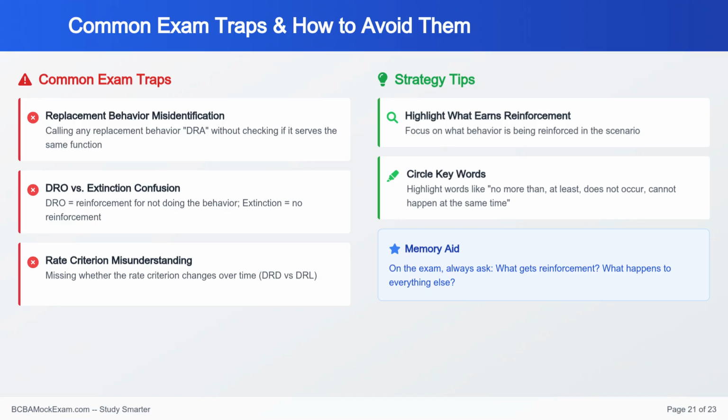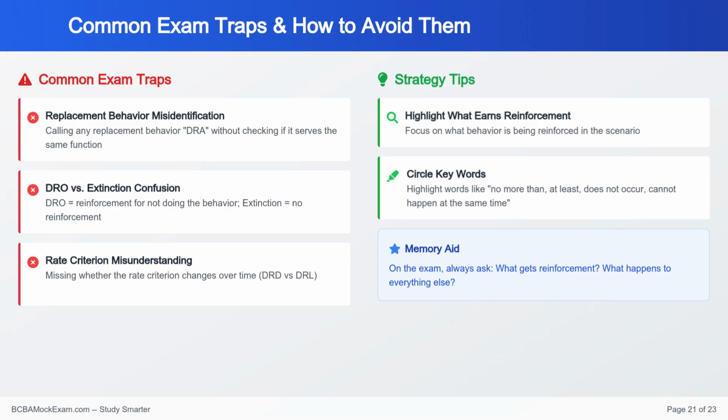The second trap is DRO versus extinction confusion. DRO still includes reinforcement. It's reinforcement for the absence of behavior. Extinction is no reinforcement at all. If the scenario provides reinforcement for not doing the behavior, it's DRO, not extinction. The third trap is rate criterion misunderstanding, which happens when you miss whether the frequency rule is fixed or changing over time. If the limit gradually decreases, that's DRD, not DRL.